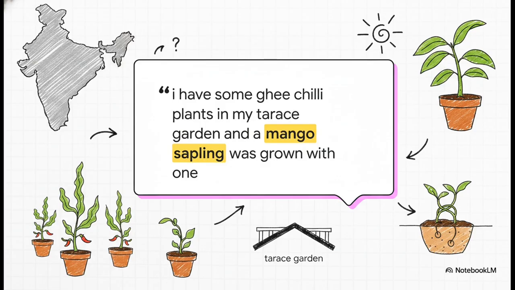I'm from Tamil Nadu, India. I have some ghee chili plants in my terrace garden, and a mango sapling was grown with one. Right? What is so fascinating about this stream of consciousness is just the sheer density of information packed into one unpunctuated sentence. It looks super simple at first glance, but it actually presents this complete chronological narrative of geography, agricultural intent, spatial limitation, and, best of all, biological surprise. We're going to break down every single component of this text to really understand the event that transpired here.